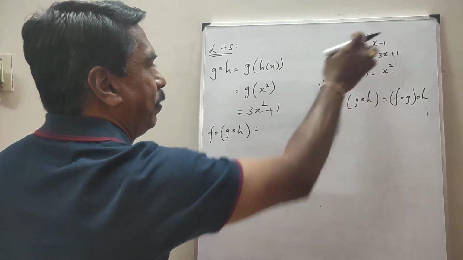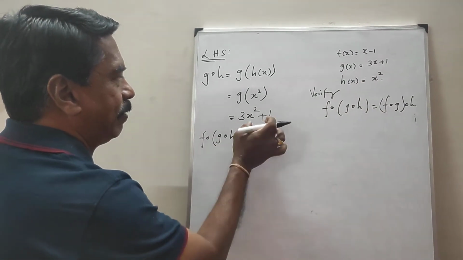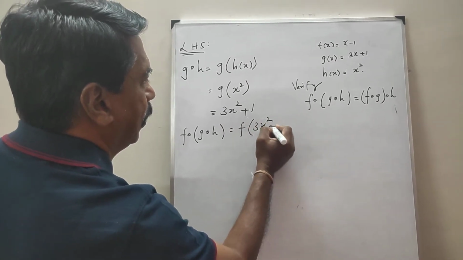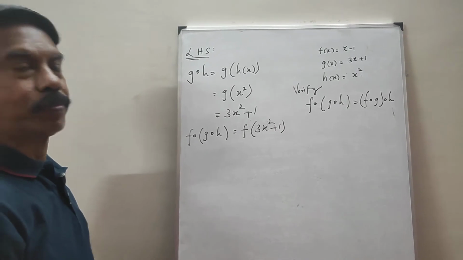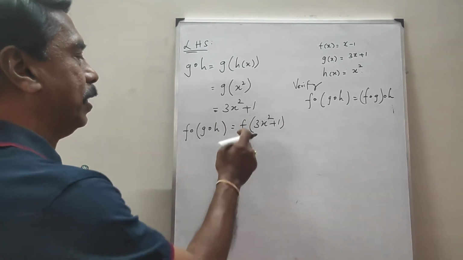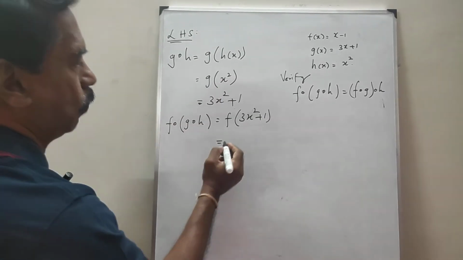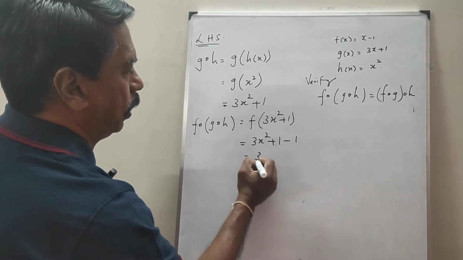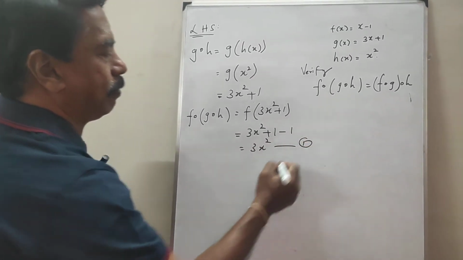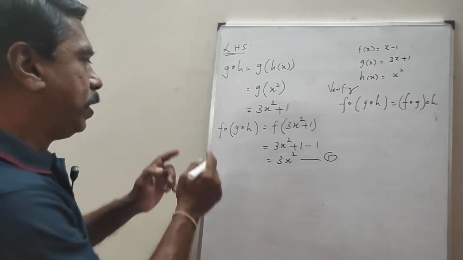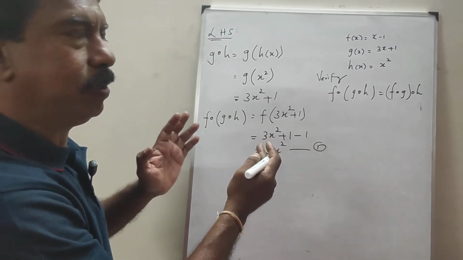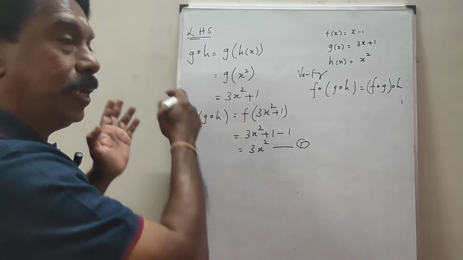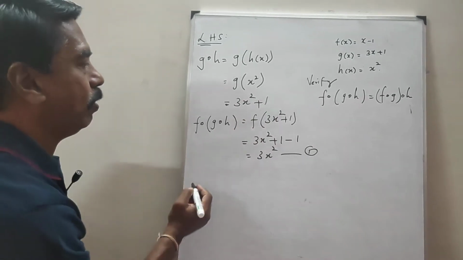Now what is f? F is here. What is g∘h? It is here. So this is nothing but f of 3x squared plus 1. And now we complete. In this function f, you replace x with 3x squared plus 1, then minus 1. It is simplified to get the answer as 3x squared. Remember, whenever you do the composition of functions, the right hand side thing is to be substituted, is to be replaced in the left hand side. Why I am telling that, you will come to know.